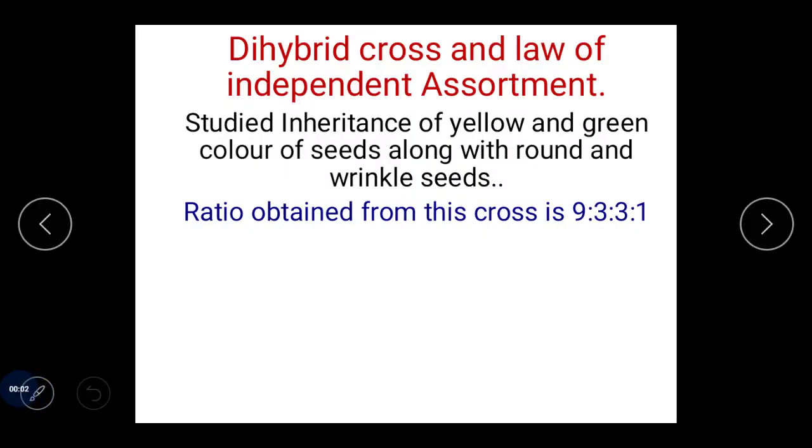Assalamu alaikum, dear students. Today we'll study Mendel's another law, that's called Mendel's law of independent assortment, and he formulated the law out of the cross that's called Mendel's dihybrid cross. So before that, we'll proceed to Mendel's dihybrid cross.